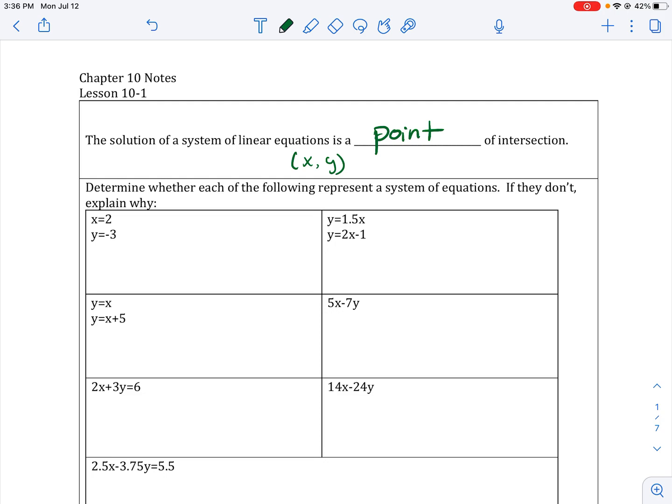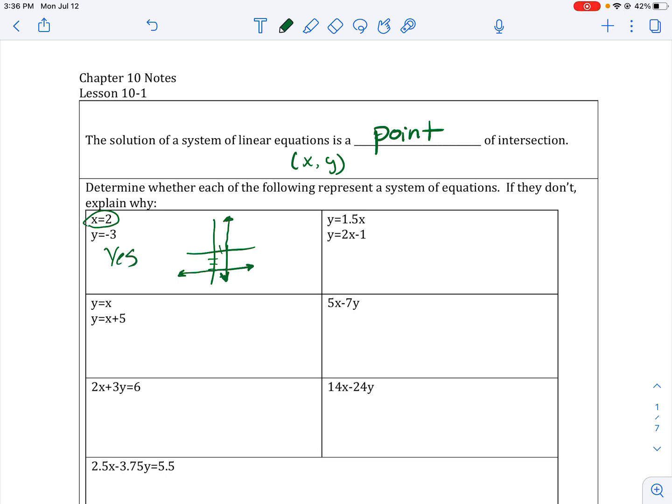So here we want to determine if the following represents a system of linear equations. If they do not, we want to explain why. Well, x equals 2, we should be familiar with this. This graph looks like that line. Y equals negative 3, we should also be familiar with that. Both of those are linear. Since both of those are linear, it's two equations that are linear. Therefore, this is a system of linear equations.